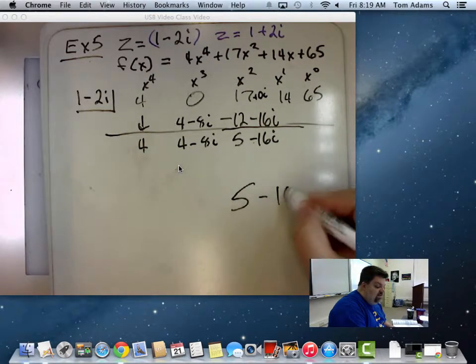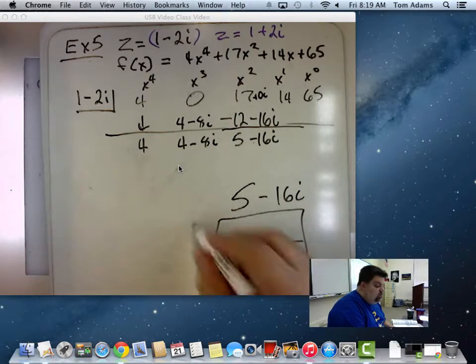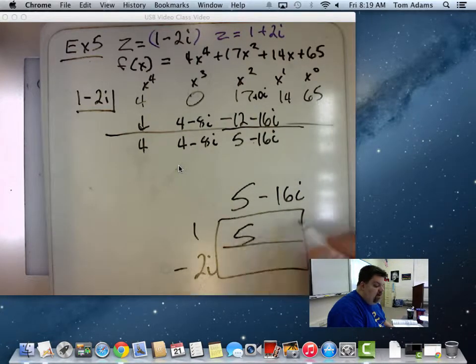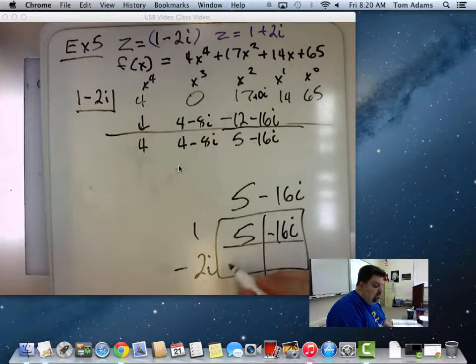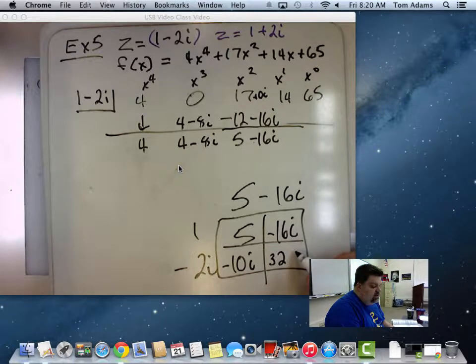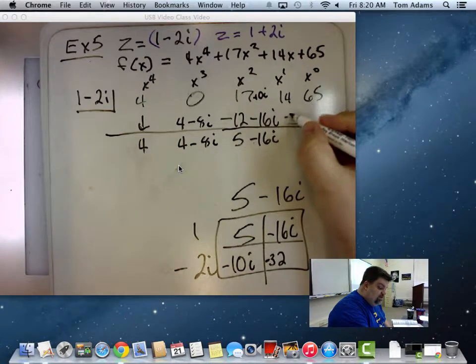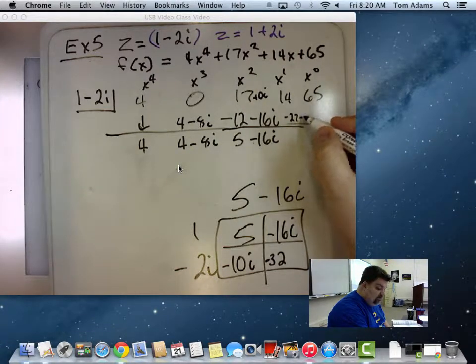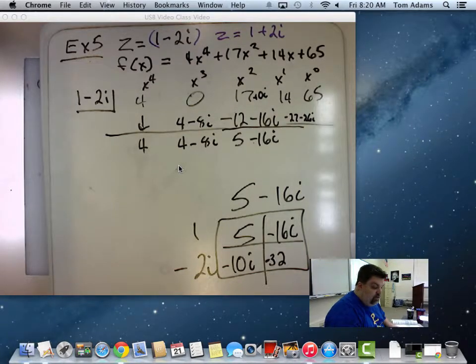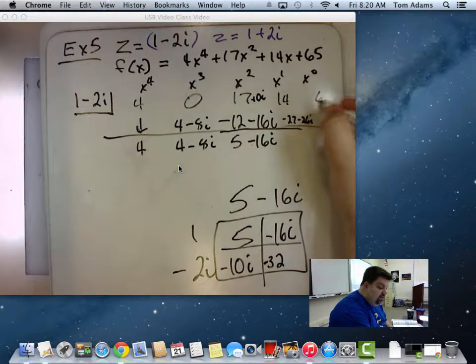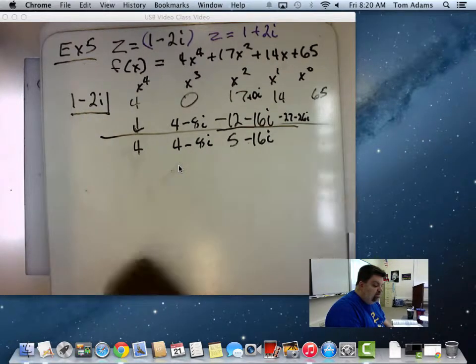So then I'm going to say 5 minus 16i times 1 minus 2i, and I get 5 minus 16i minus 10i, and then I'm going to get positive 32i squared. But what's i squared? Negative 1. So I'm just going to make that negative 32. You guys see that? All right. So that becomes negative 27 minus 26i. I'm running out of room here, so I'm going to write my 65 way over here. Does that make sense to you guys?